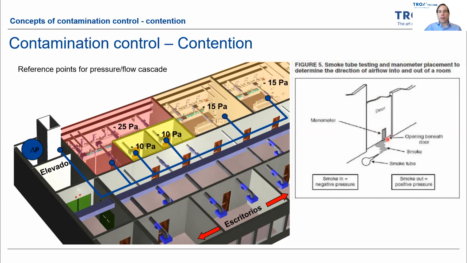And we have to validate these rooms. So we do it with pressure transducers in the doors, when we are doing the commissioning, and also with some smoke devices to see if the smoke goes in the direction that we want the air to go.